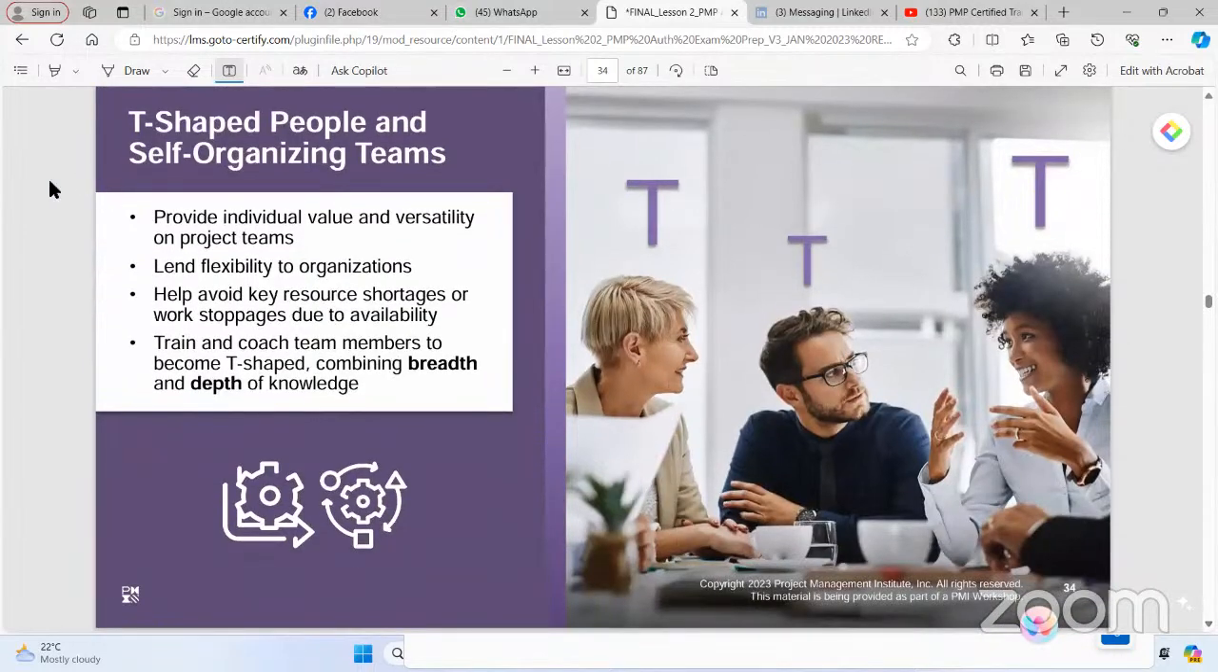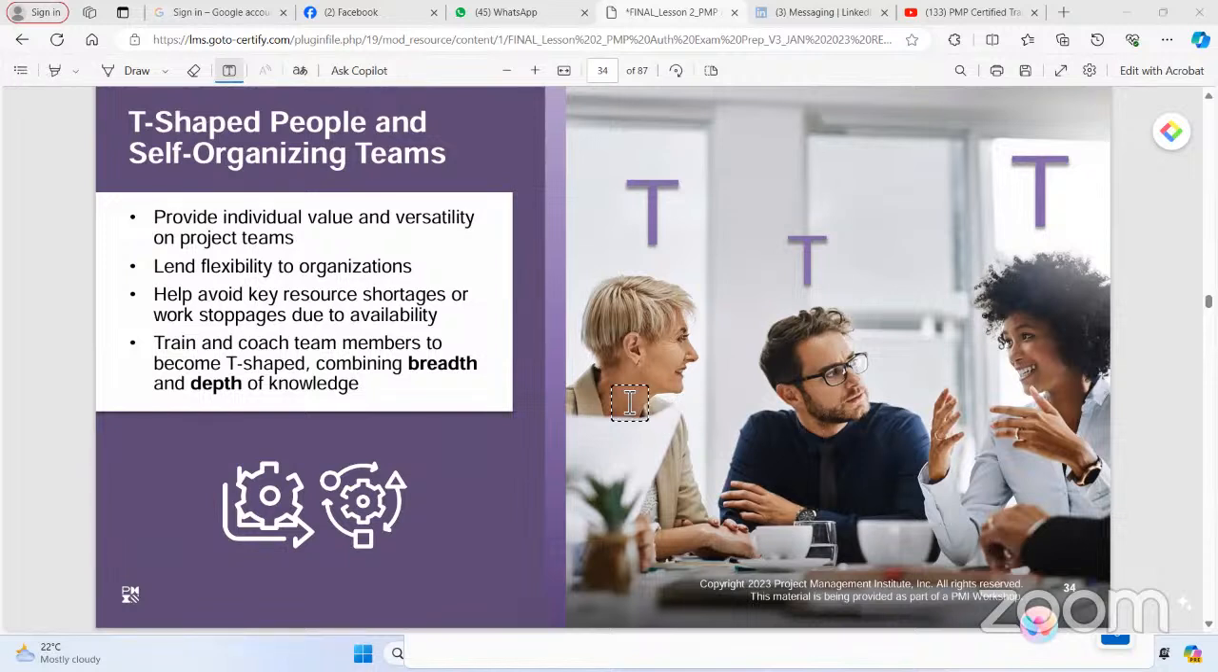All right. So I just mentioned the T-shaped people. They have breadth of information. I mean, they know a lot, but they have depth of knowledge in certain areas. This is what we mentioned about the T-shaped people.